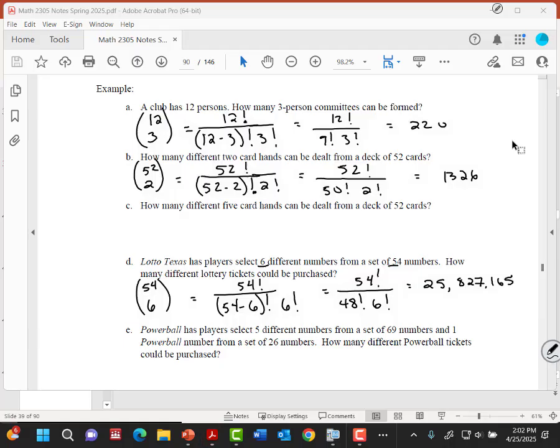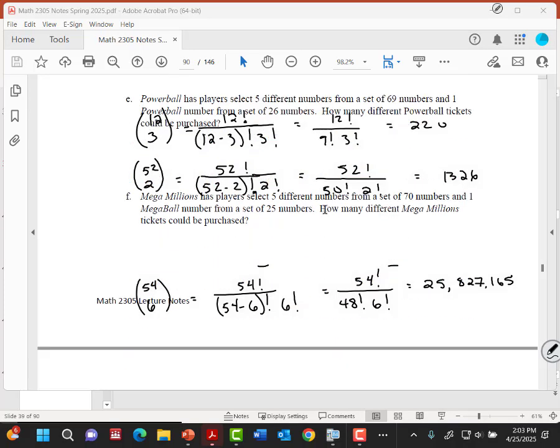25,827,165. Meaning there's more than 25 million different ways that I can play Lotto Texas, where the format is selecting 6 numbers from 54. So word to the wise, just don't buy a lottery ticket. Okay? Let's take a look at part E, maybe F.